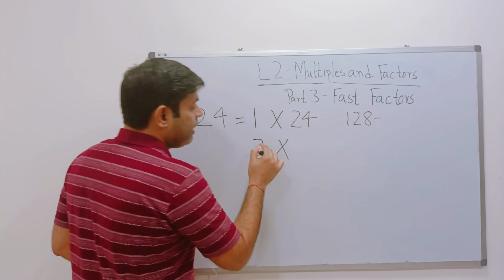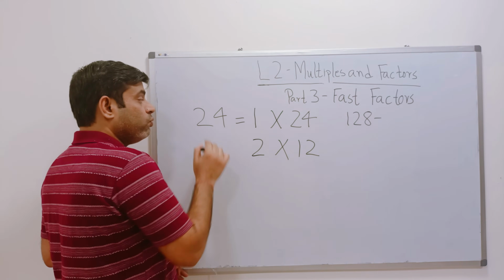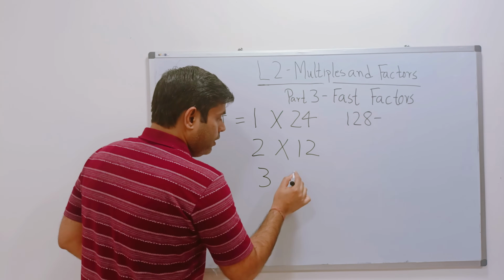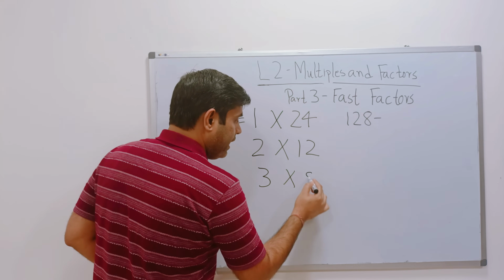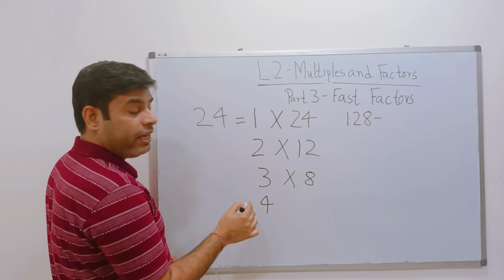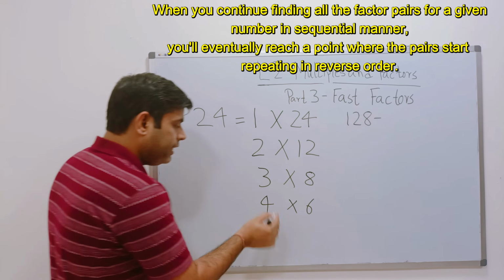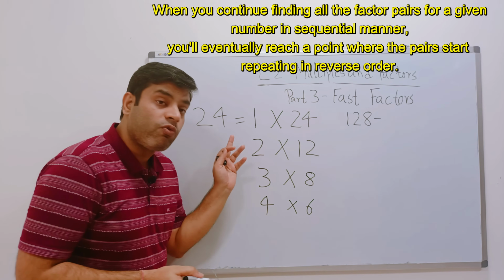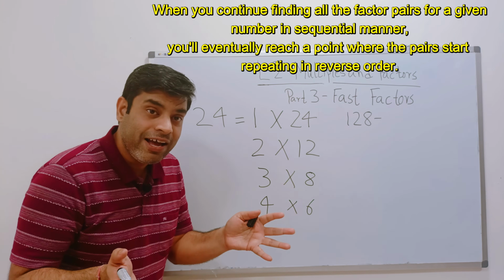What do you multiply with 2 to get 24? 12. Then next one, 3. What do you multiply with 3 to get this number? 8. Then 4. What do you multiply with 4 to get this number? 6. Next is 5, which cannot be a factor. Why can it not be a factor? Because 24 doesn't end with 5 or 0. We have learned that in the divisibility test.